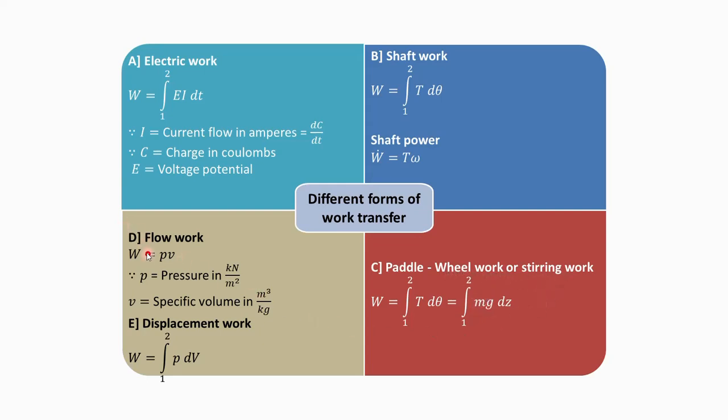Then flow work, which is important for flow of the fluid from one place to another place. Where P is the pressure in kilonewton per meter square and V is the specific volume in meter cube per kg. So displacement work is given by integration of P dV, limits from 1 to 2. So this is the flow work.